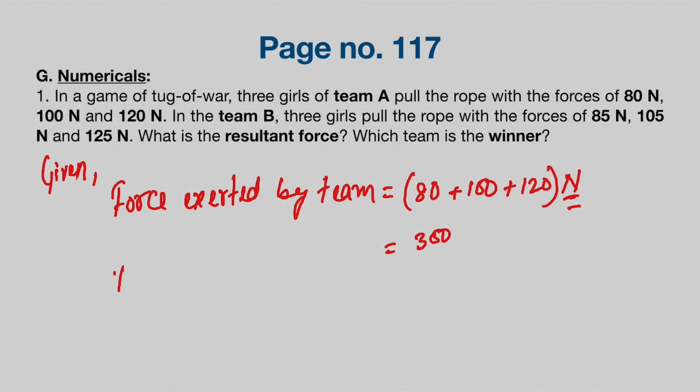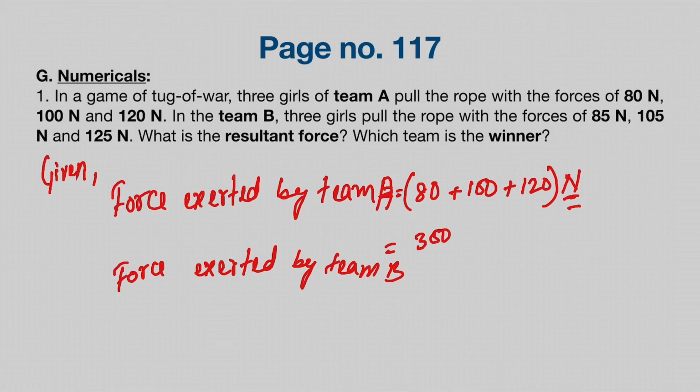Now the force exerted by team B. I forgot to write A here, and now team B. What are the numbers in team B? 85 plus 105 plus 125 newton. If you add it all up, how much will you get? You will get 315. So now by just looking at it, we already know which side won the tug of war. Obviously team B, but we will have to show it mathematically, right?